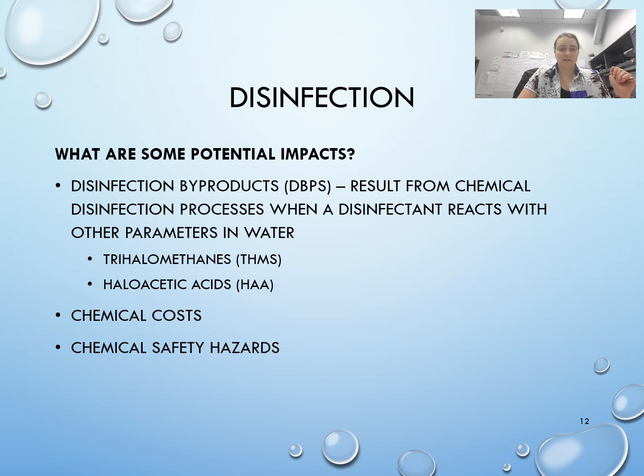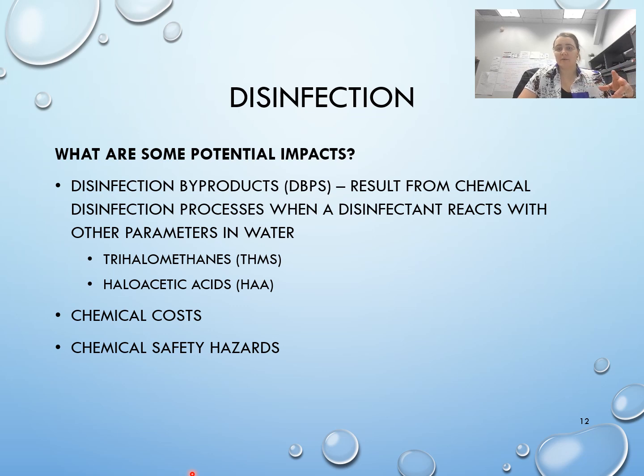Last thing on disinfection, some potential impacts. We mentioned DBPs. When we have a chemical disinfectant reacting with other things in the water, we create what are called disinfection byproducts. Some are hazardous and some are not. But the ones that we care about are what we call trihalomethanes, which are THMs, and haloacetic acids, HAAs. These are chlorinated disinfection byproducts, and they are carcinogenic. They cause cancer, and they are regulated in the United States.